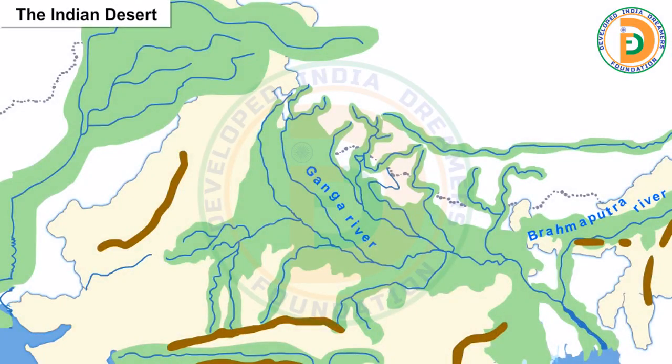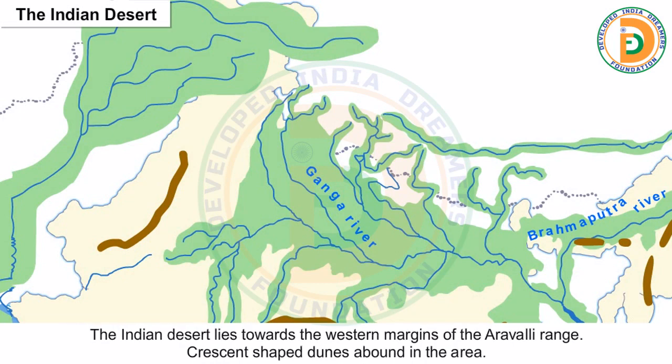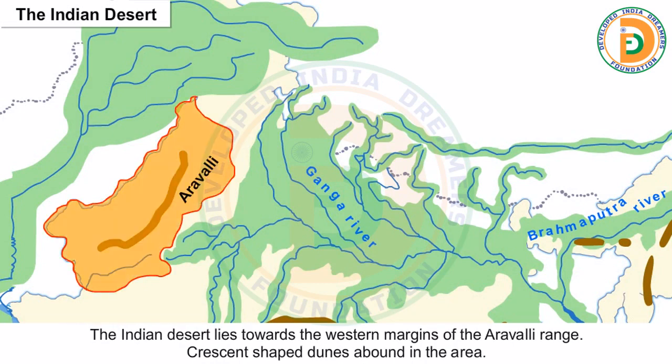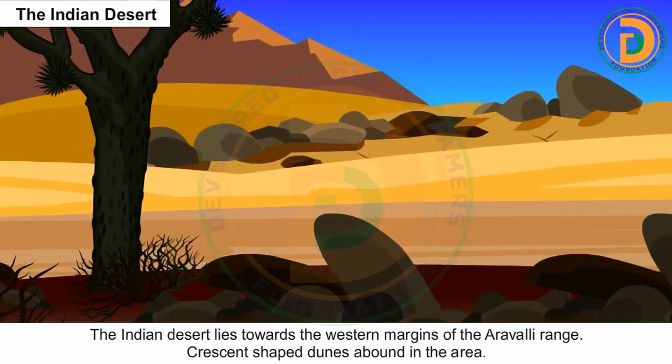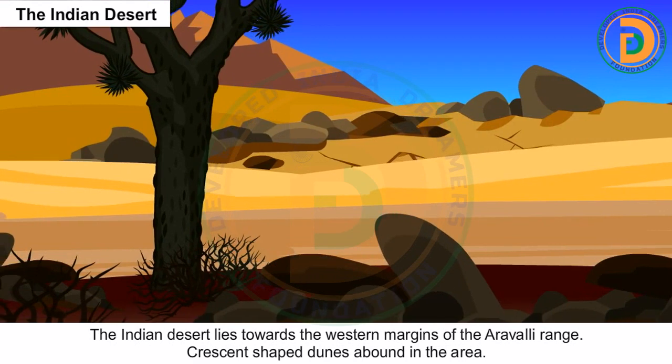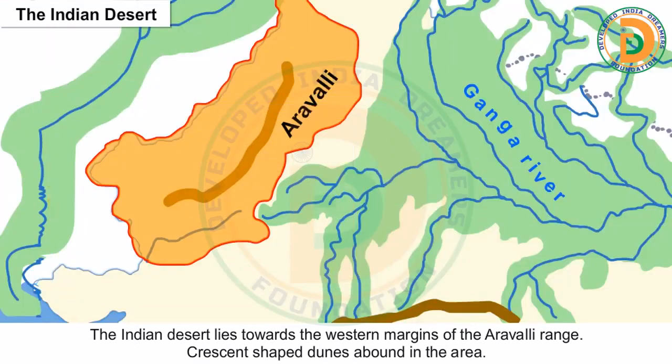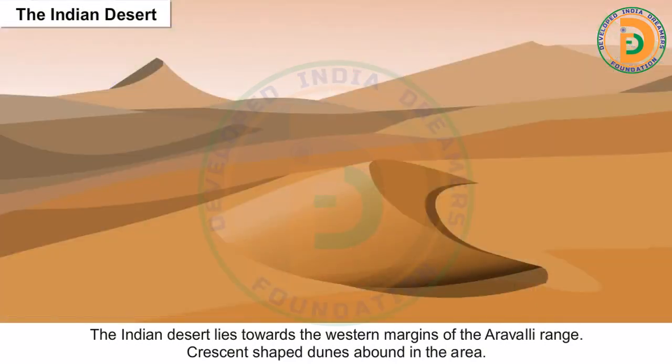The Indian Desert. The Indian Desert lies towards the western margins of the Aravalli Range. It is an arid region receiving even less than 150 millimeters of rainfall per year. Luni is the only large river here. Crescent-shaped dunes abound in the area.